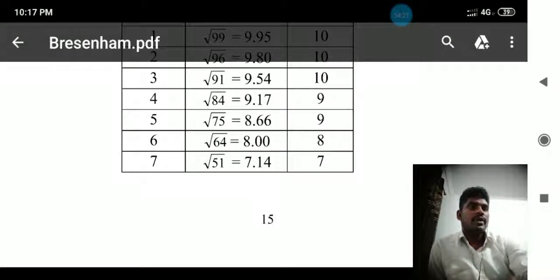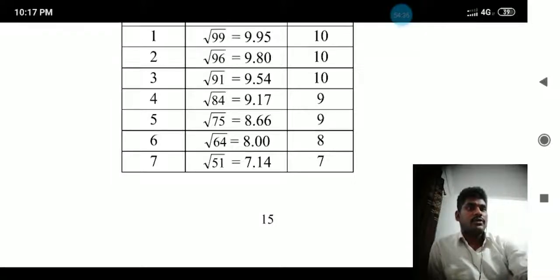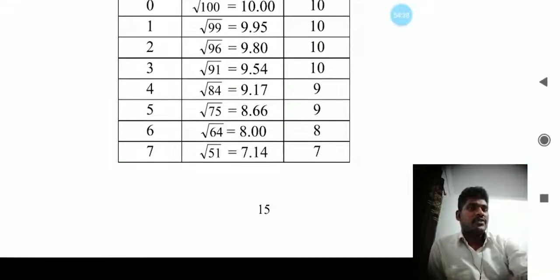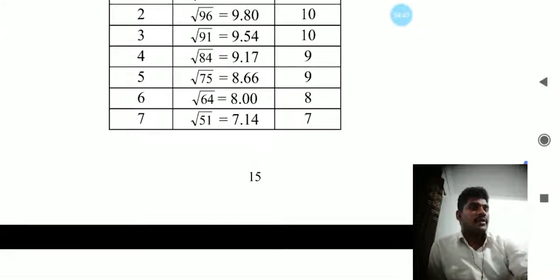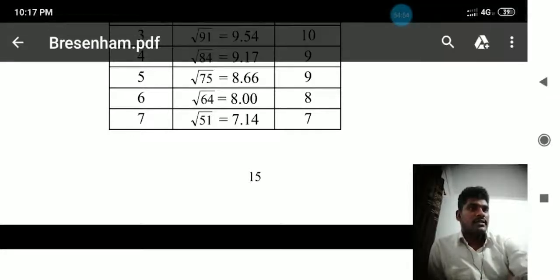So x becomes 6. What is the square root? y is equal to square root of r square minus x square. What is the r value? 10, 10 square means 100, minus x square. What is the x value? 6. 6 square means 36. 100 minus 36, sorry, 64. What is the square root of 64? 8. Then 7: 7 square is 49. 100 minus 49, 51. Square root of 51, 7.14. Take the round value 7.